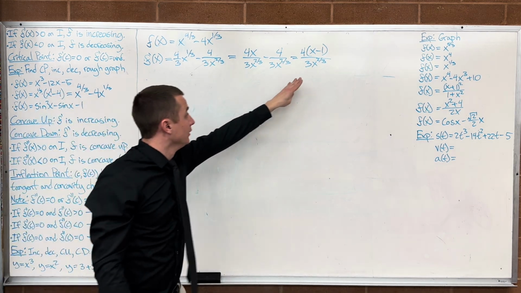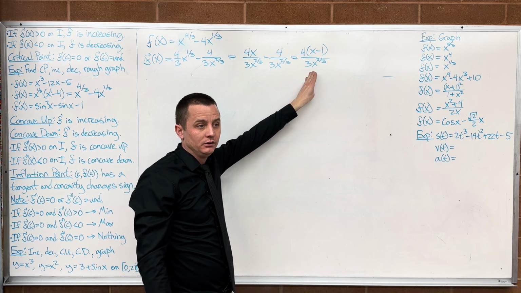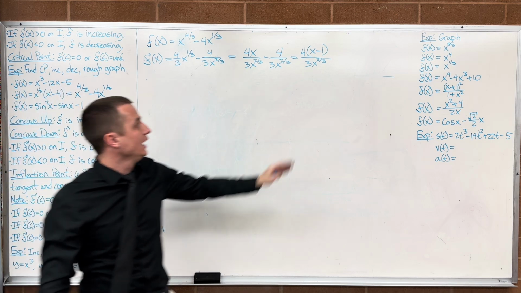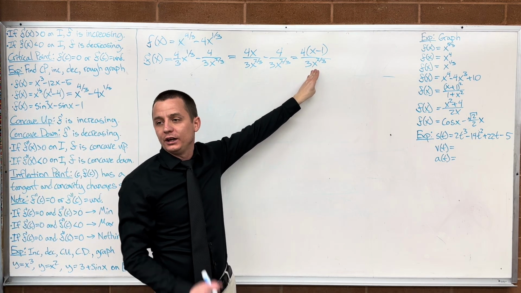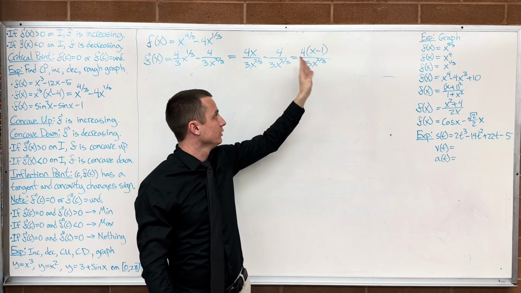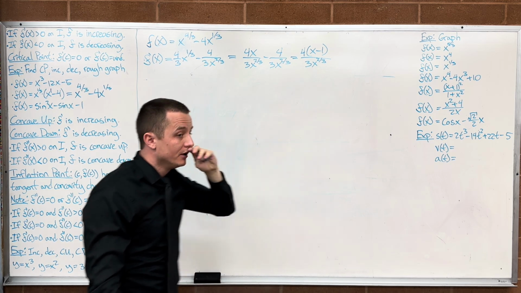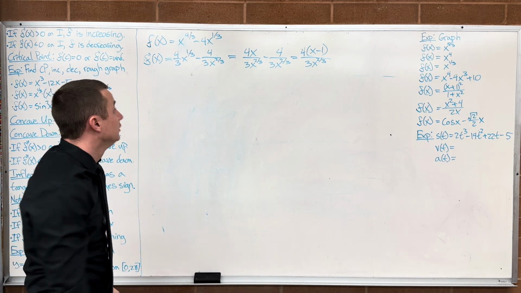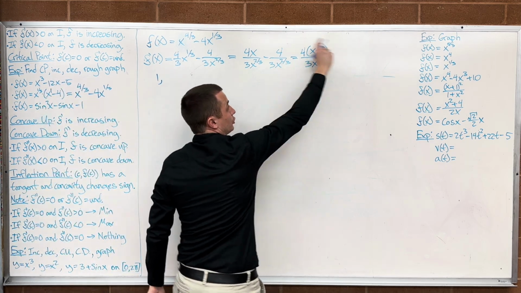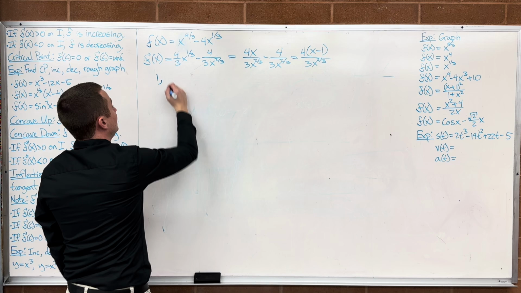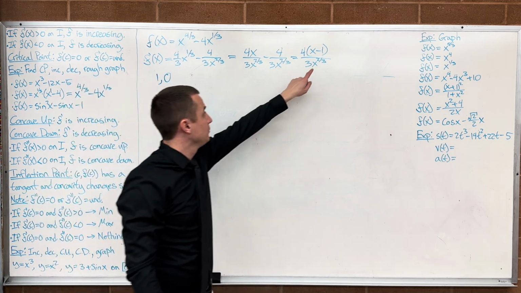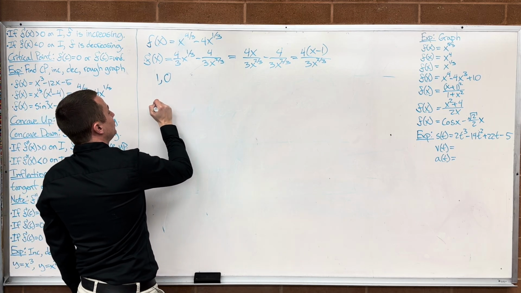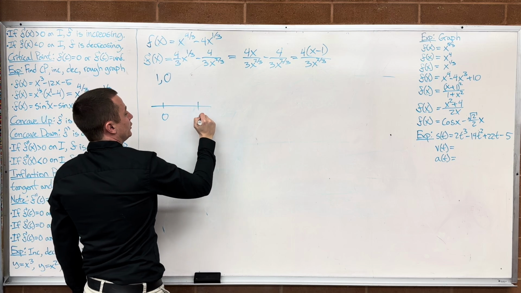Because we care about when it's 0 and when it's undefined. And when is it 0? Whenever the numerator is 0. And when is it undefined? Whenever the denominator is 0, or we end up taking a square root of a negative number. But there's no square roots here, so we don't have to worry about that. So what are our critical points? 1. That's what makes the whole term 0. And 0, where it's undefined. Because I can't divide by 0, and if I plug in 1 in the numerator, we get 0. Okay, so there's our two critical points. So whatever this thing looks like, 0 and 1 are its critical points.